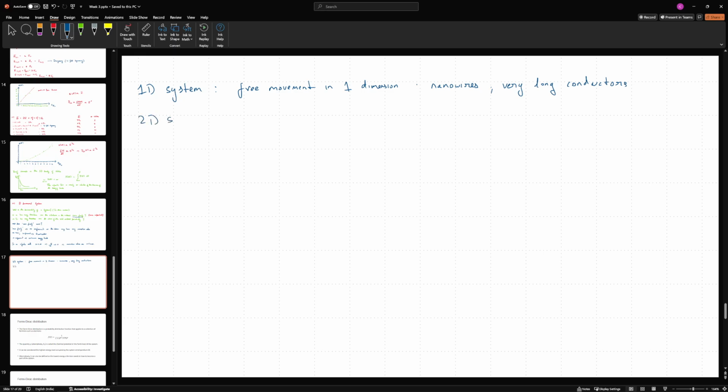Now, what are 2D systems? Now, 2D systems are where I have free movement in two dimensions, and these systems, as we know, are most 2D materials. So what are 2D materials? Most famously known is graphene. Graphene is nothing but a single layer of graphite.